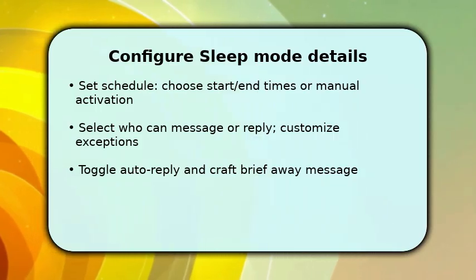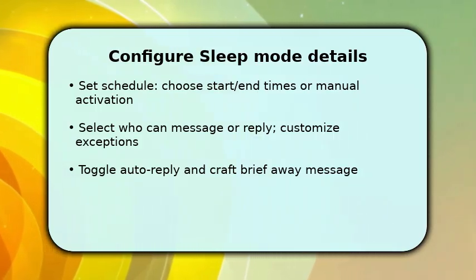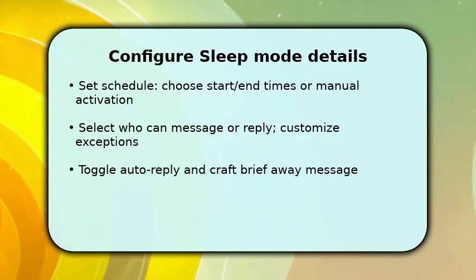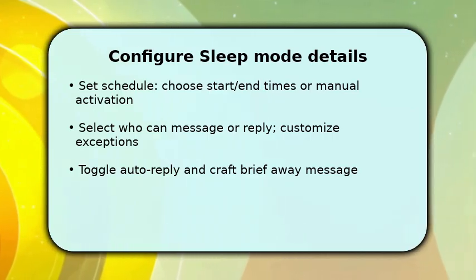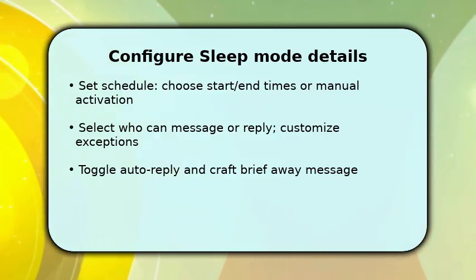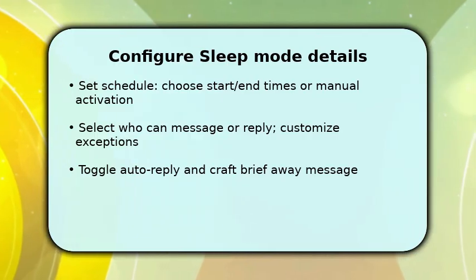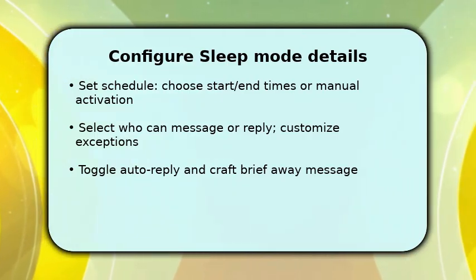Next, pick who can message or reply. You can allow everyone, followers, or only people you follow back. Once done, enable auto-reply and write a short away message that explains when you'll return. These choices control visibility and interruptions, so be deliberate about exceptions and tone.